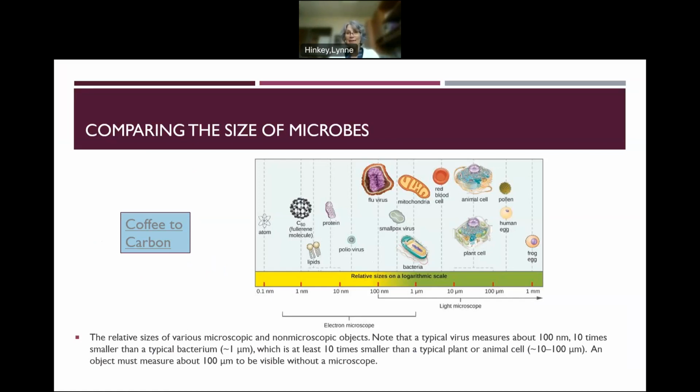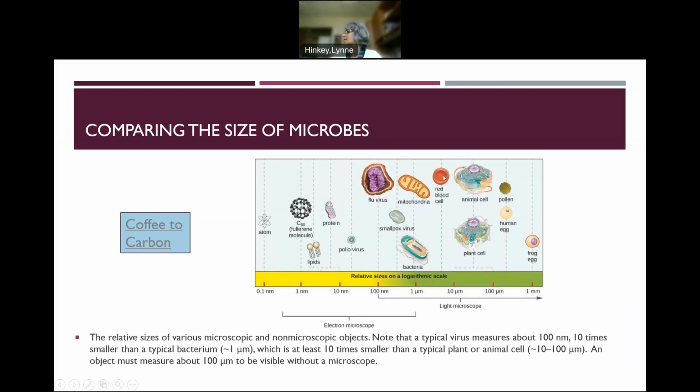A typical plant and animal cell, there's a lot of variation here as we can see, will range between 10 micrometers. Some are smaller, like red blood cells, and some will be larger, but between 10 micrometers and 100. We look at this scale along the bottom of this image. Each unit is a 10-fold increase. So this isn't just twice as big, 3 times, 4 times. This is 10 times larger, 100 times larger than this first atom, 1,000, and so on. 10,000, we go up by 10 each unit.